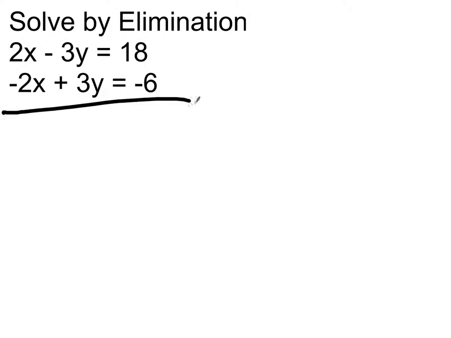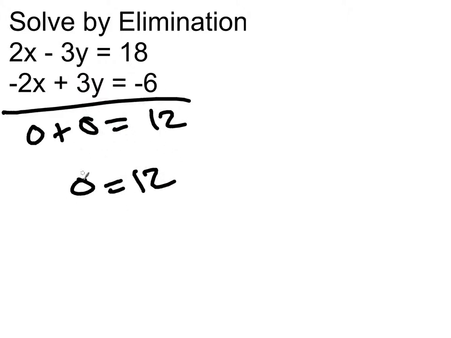So let's do elimination again. In this case, 2x plus negative 2x, again, they're the opposite, so we can add them together and you get 0. Here you get 0 again, and then here you get 12. So again, we don't have any variables in our solution, but this time this statement is not true.